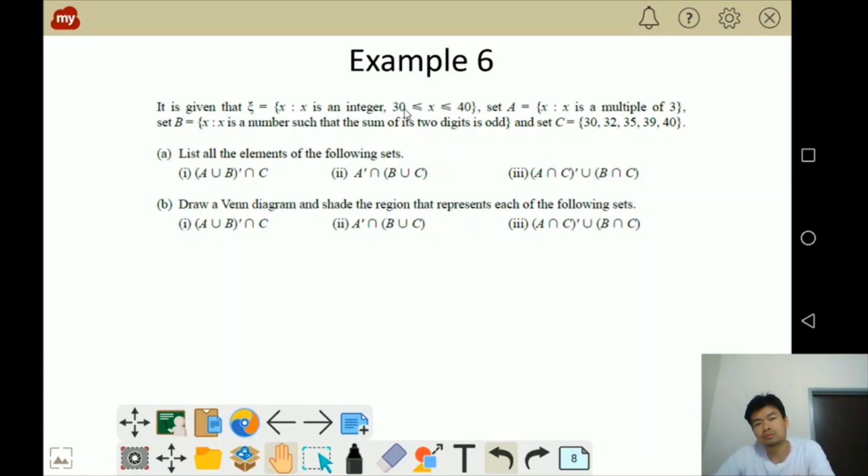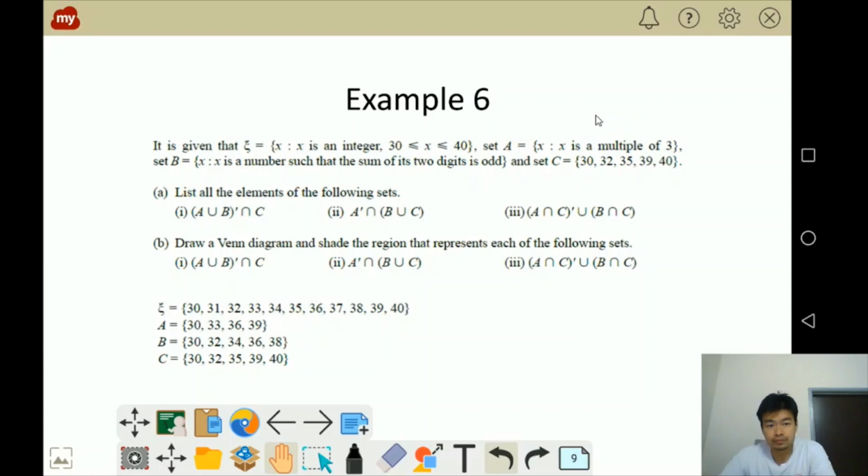Now it is important for you to list down all the elements in universal set, set A, set B, and set C separately first before you start doing anything. Here I've listed down all the elements in universal set, set A, set B, and set C. The universal set is all the integers between 30 and 40 inclusive. Set A, multiples of 3 between 30 and 40, so 30, 33, 36, and 39.